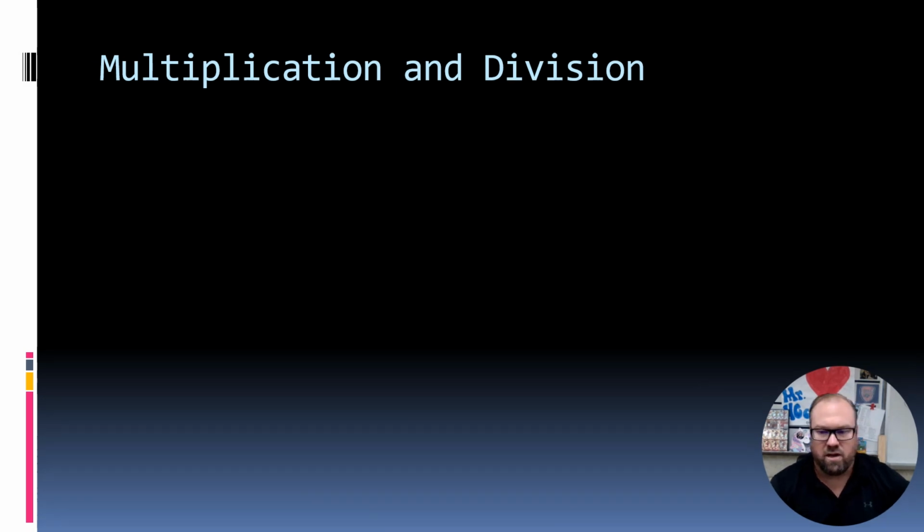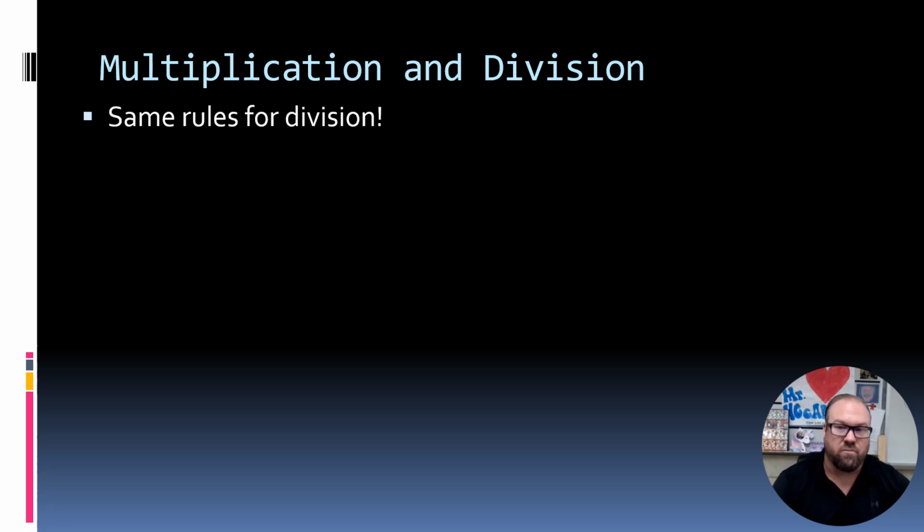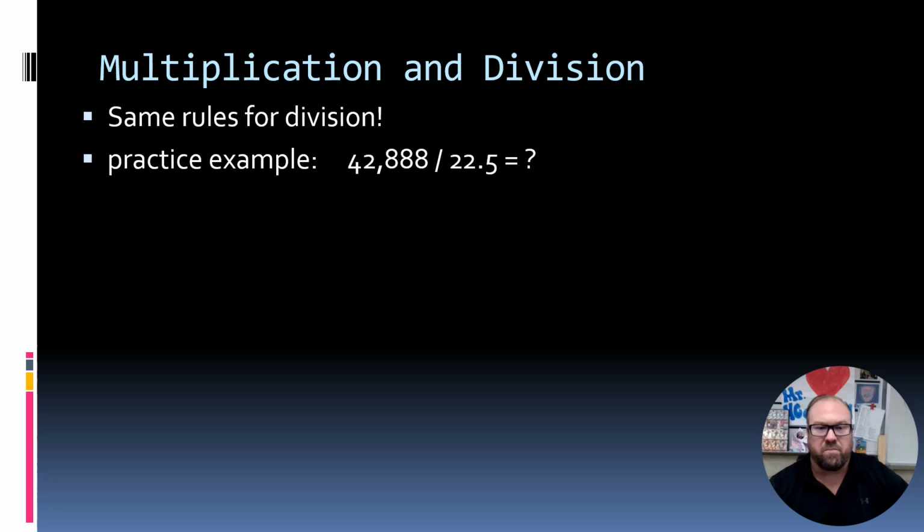Okay, so let's do an example here for division. Division has the same rules as multiplication, and they're equal in PEMDAS, so it kind of makes sense. Now, here's an example. Let's take two measurements. The numerator is going to be 42,888, and we're going to divide that by 22.5 in the denominator. I want to know what the outcome is and how you correctly round it to the right number of sig figs.